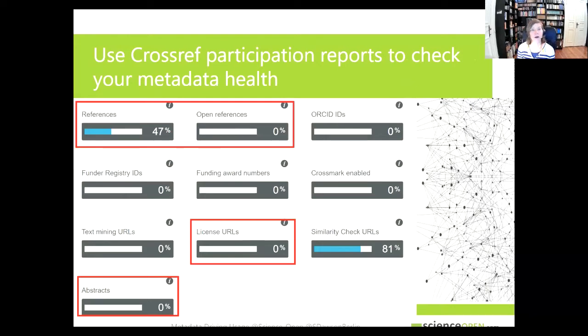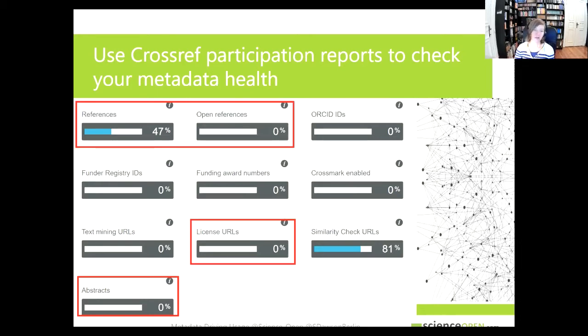One way to check what kind of metadata we actually have, as a publisher or as an author looking to publish with a particular publisher or in a particular journal, is the Crossref participation report. You can use it to check your metadata health. Here you can see different categories. So you're wondering, why are there articles that have an open access license but don't have an abstract, for example?